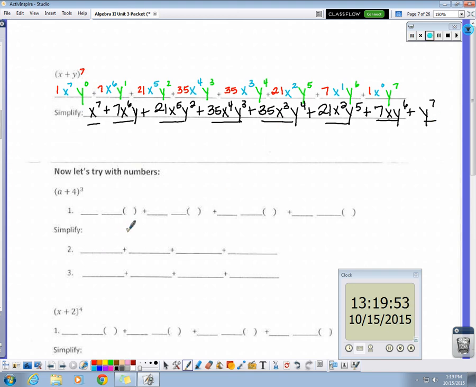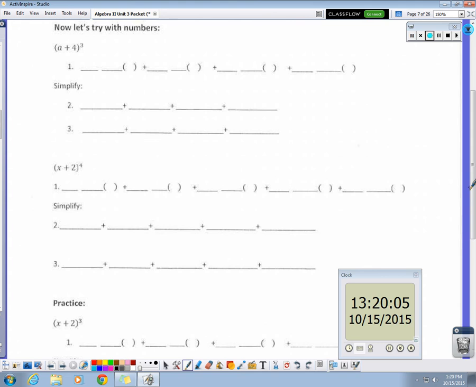Now today, we're still doing the same thing. All the rules are the same. The only difference is, instead of having 2 variables, we're going to have a variable and a number. Okay, but the rules are the same. So let's get started. Oh gosh. Don't worry, it's not hard. Okay, it's cubed. So go to the triangle and tell me what your coefficients are going to be.